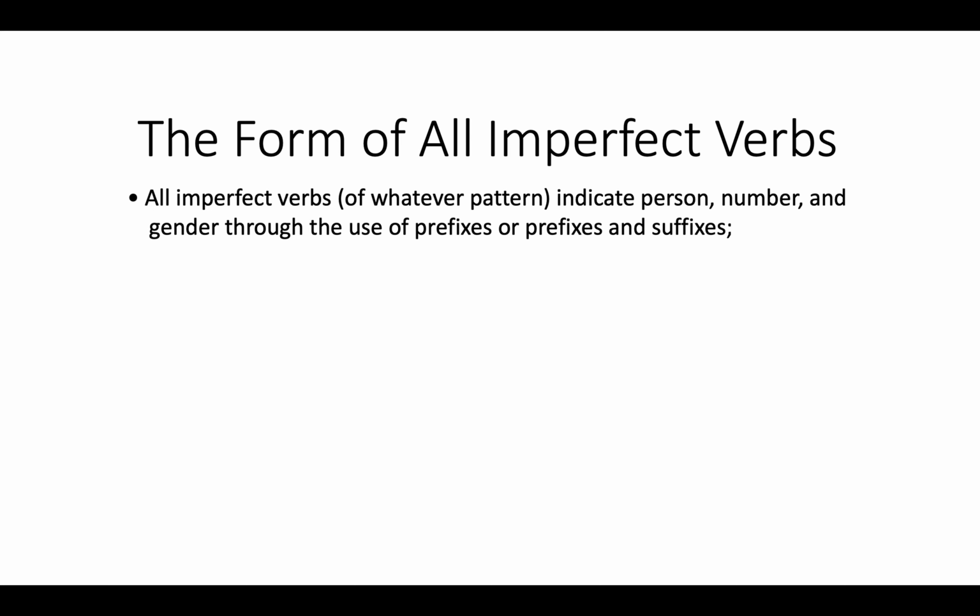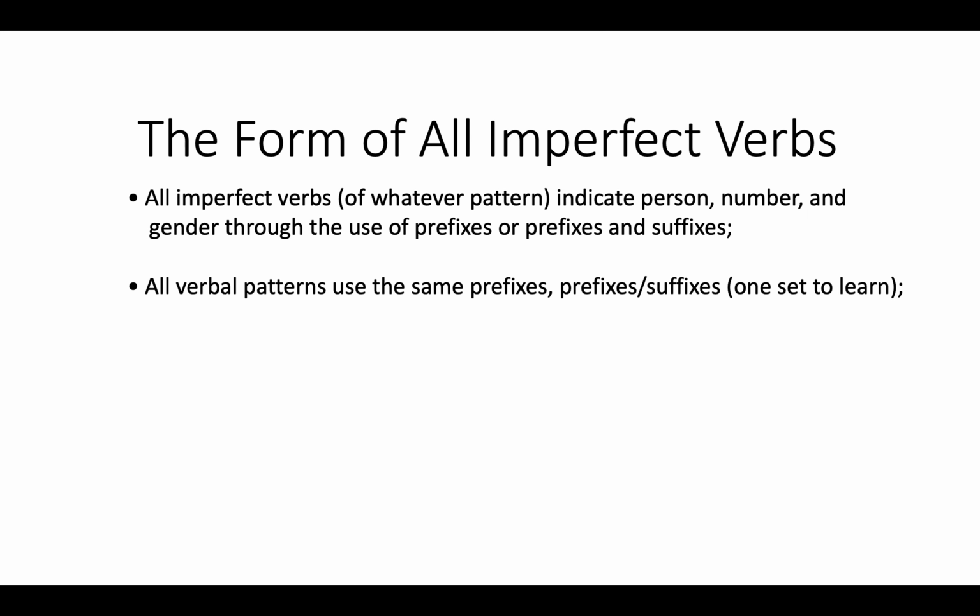All imperfect verbs of whatever verbal pattern indicate person, number, and gender through the use of prefixes. So they all have prefixes, or they use prefixes and suffixes. Sometimes there will be a suffix, but there doesn't necessarily need to be, but there will always be a prefix. And by prefix, we mean a Hebrew letter that will precede the root.